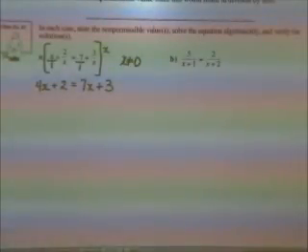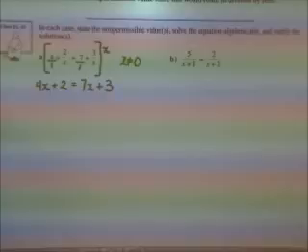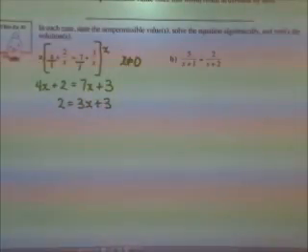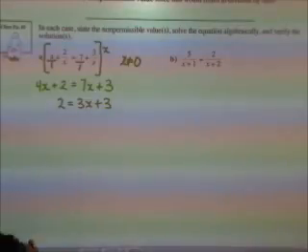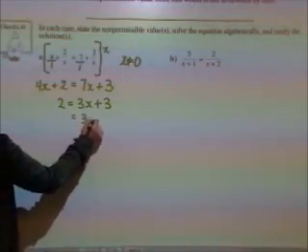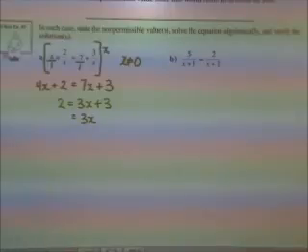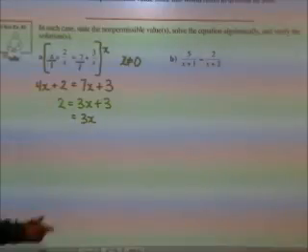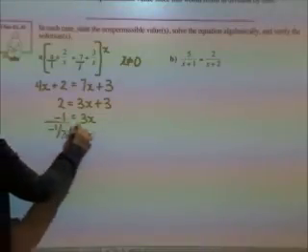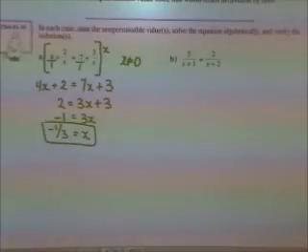I want all the x's on one side and all of the numbers on the other side. So what should I move, the 4x or the 7x? 4x. So that'll leave me with 3x. Then what would I move? Would I subtract 2 or subtract 3? And what is 2 minus 3? -1, and then divide by 3. And I get that x equals -1/3.